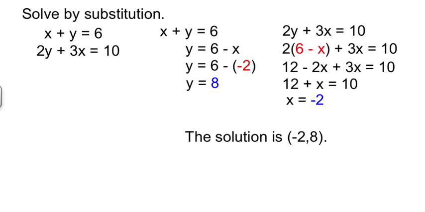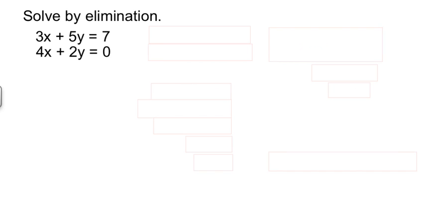Two methods down, one to go. Now we have the always popular elimination method. This is the one that most people seem to like the best. Okay. The goal of elimination is to pick on one of the variables to get rid of it. We can either try to get rid of the x's or try to get rid of the y's. Either one, it doesn't matter which one.